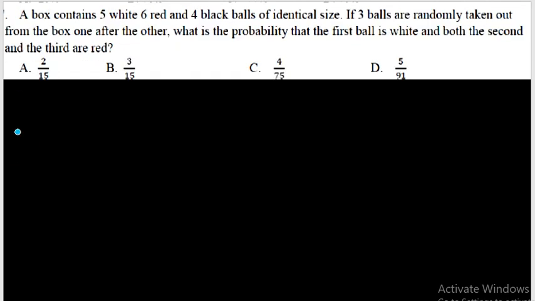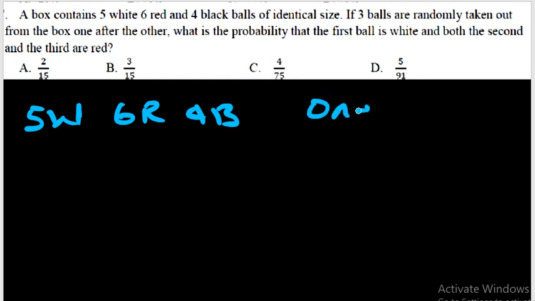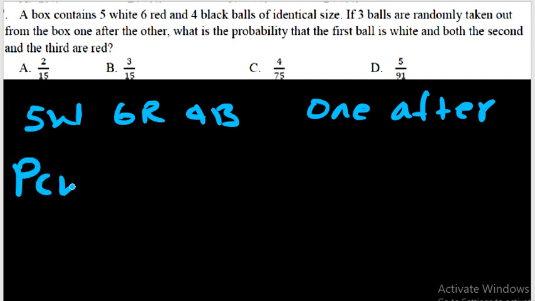A box contains 5 white, 6 red, and 4 black balls of identical size. If 3 balls are randomly taken out from the box one after another, what is the probability that the first ball is white and both the second and the third will be red? That means the probability of white, red, red.